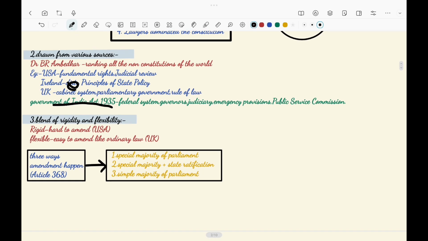Okay? And our third feature is that it is both flexible and rigid. Here, rigid means it's very hard to amend. That means once it is fixed, we can't change it, for example the USA. And flexibility is where we can change the laws according to our situations or generations. But our country has chosen that it will be both.